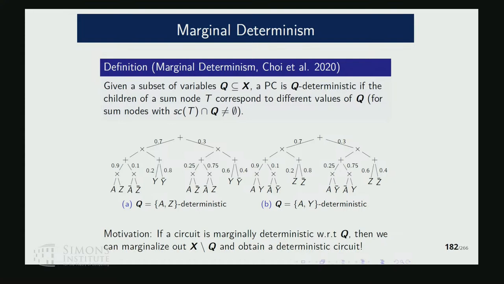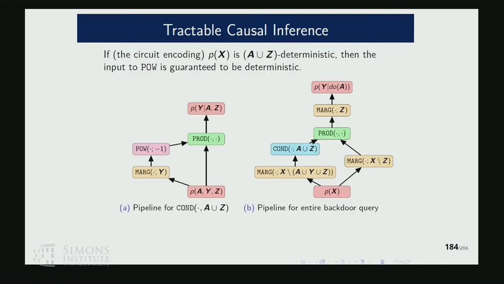So this is essentially just coming straight from the definition, right? We've defined it in such a way that if you marginalize out all the variables but Q, then the resulting circuit is deterministic if you started with a Q-deterministic circuit. So basically, going back to this picture, one second.